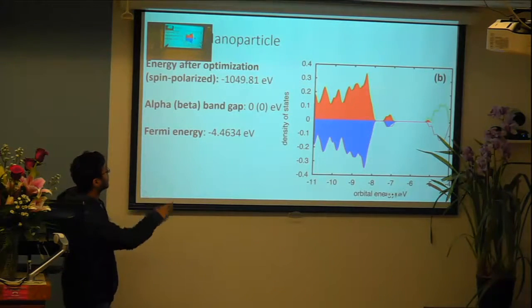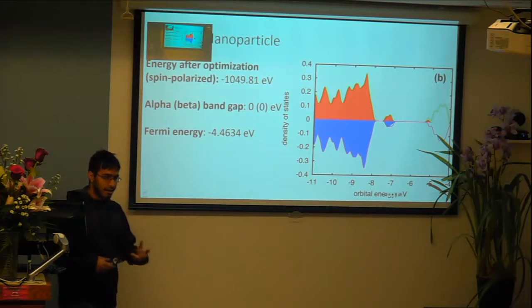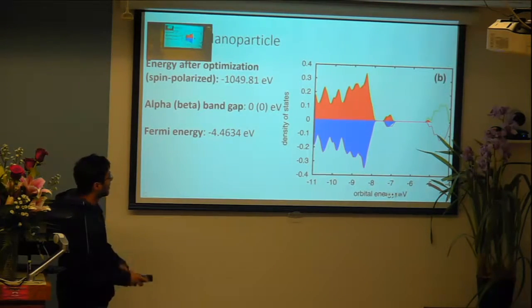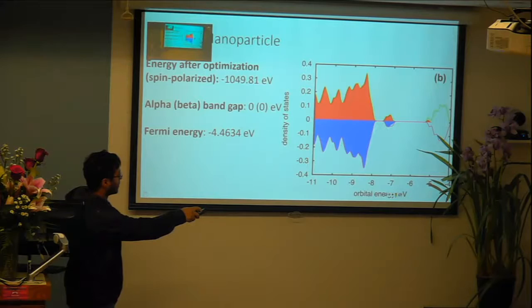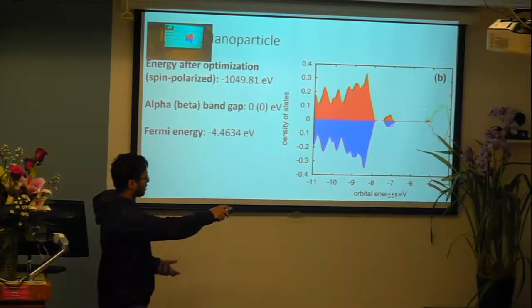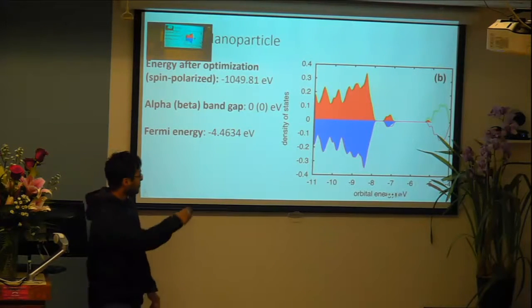Here on this slide is the density of states for the silver nanoparticle. We did oxidize this model 5 times. And you can see, again, the energy after optimization as well as alpha and beta band gaps. You can see that there are, again, electrons in the conduction band. And finally, the Fermi energy as well.